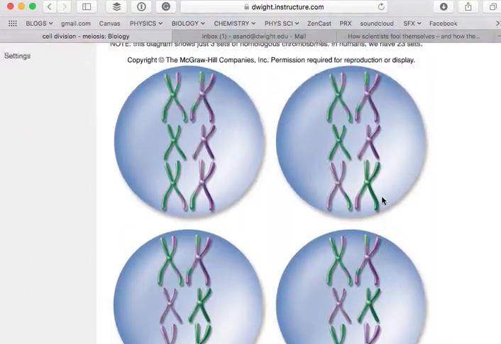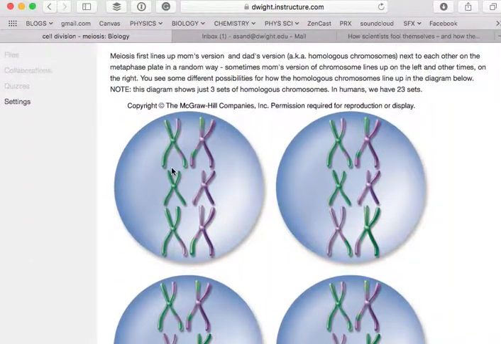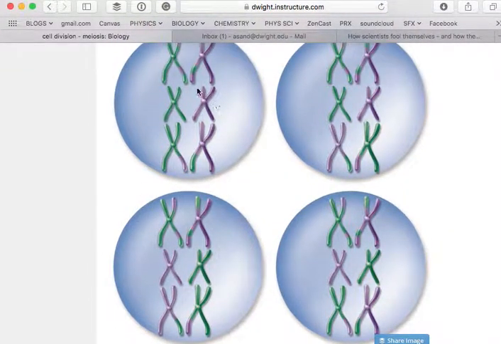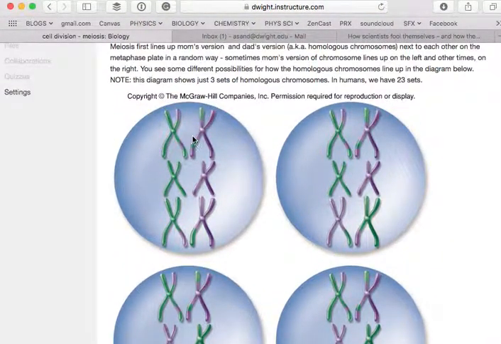Okay, meiosis. Notice how these chromosomes are lined up right here. They're lined up right next to each other. That's different. In mitosis, they were lined up on top of each other. Here, they call these things homologous chromosomes. So that's homologous to this one over here.